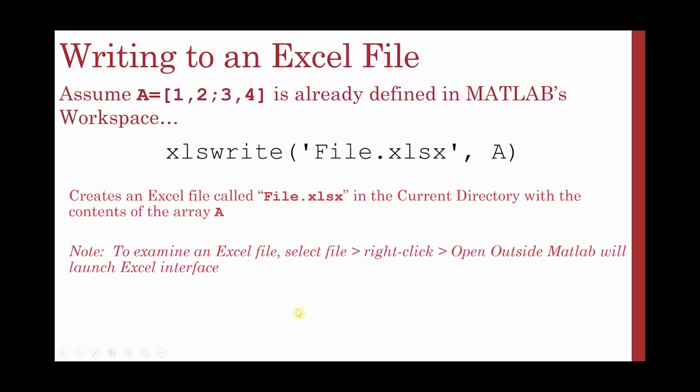How do we write data to an Excel file? Well, assume I have A equals 1, 2, 3, 4, so I made a matrix. It's defined in MATLAB's workspace. I can use xlswrite, and then I put in the file name .xlsx, comma A. So this is the file name where I want to store A. You can also examine your file by right-clicking and clicking open outside MATLAB, and it will open a MATLAB Excel interface.